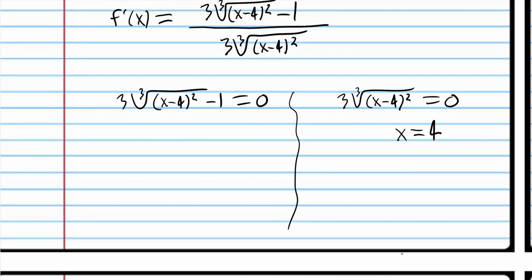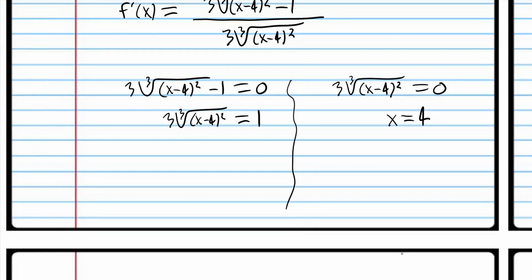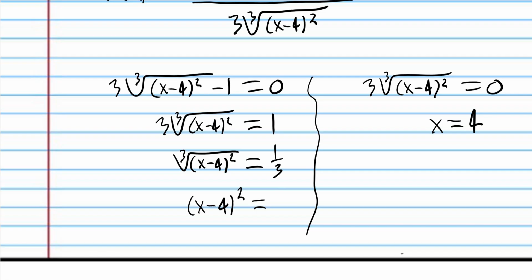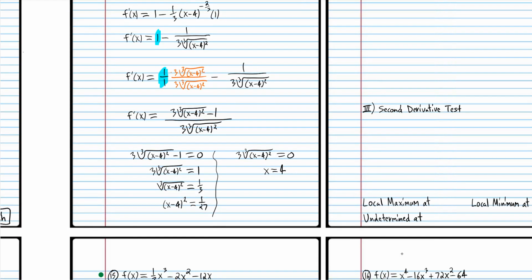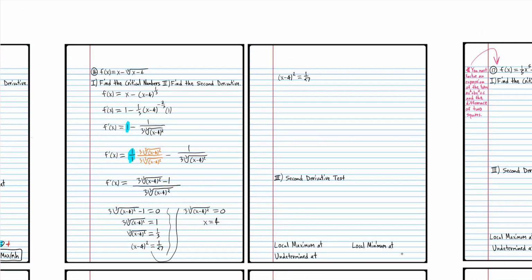Here we're going to add 1 to both sides of the equation. You don't have to show all this math, but we're going to add 1 to both sides. We're going to divide both sides by 3, so we're isolating the root expression. Then we're going to cube both sides of the equation. We get 1 over 27. As you can see, we're kind of out of room, so I'm going to bring this up here. Remember, if you run out of room, don't panic.